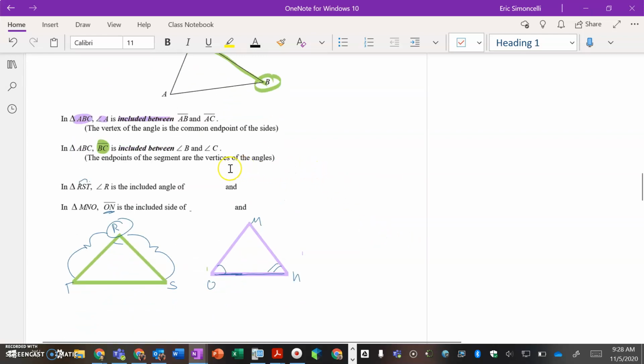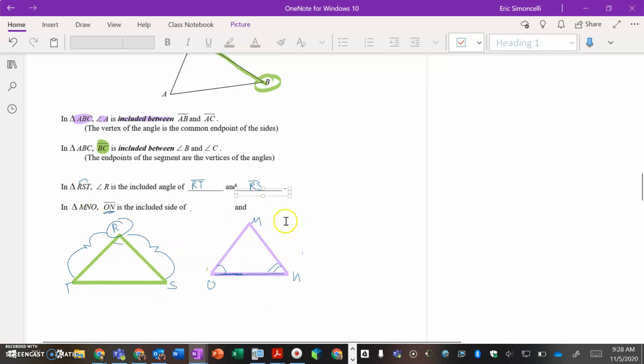And the next part here, it does say that in triangle RST, angle R is the included angle. Here's the picture of that side and that side. I would argue that's pretty obvious. So RT and RS. So there it is, RT and RS. Angle R is in between.